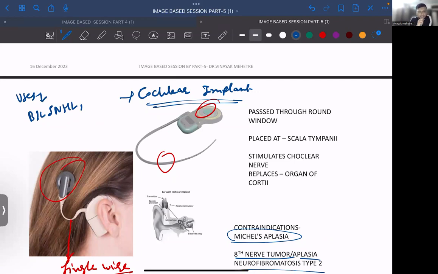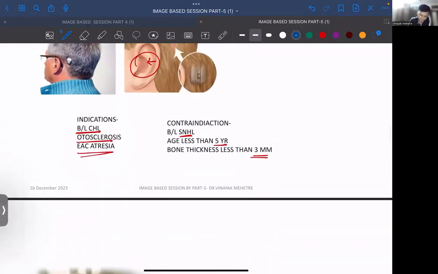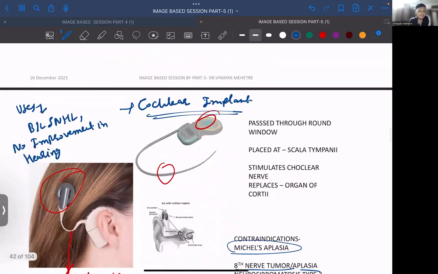One question comes, it is tricky: no improvement in hearing even after putting BAHA, bone anchored hearing aid. These were the indications of BAHA, but there is no improvement. That means the problem was here, but now the problem has started in the inner ear. So of course we will give a cochlear implant.